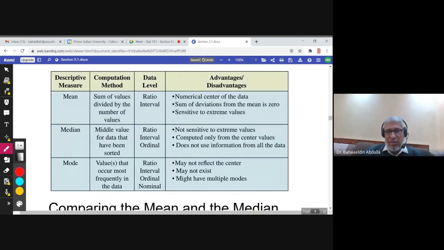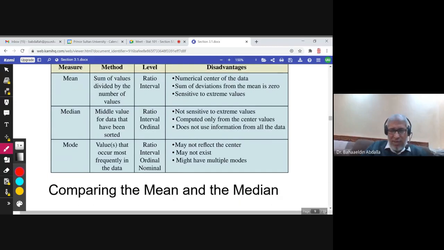Please read this table before. In this table, there is a summary of all the three measures of center, mean, median, and mode, the computation method of each one of them, the data level used with each one of them, and the advantages or disadvantages, which are the characteristics of each one of them. So this is a summary. Always look at this table.